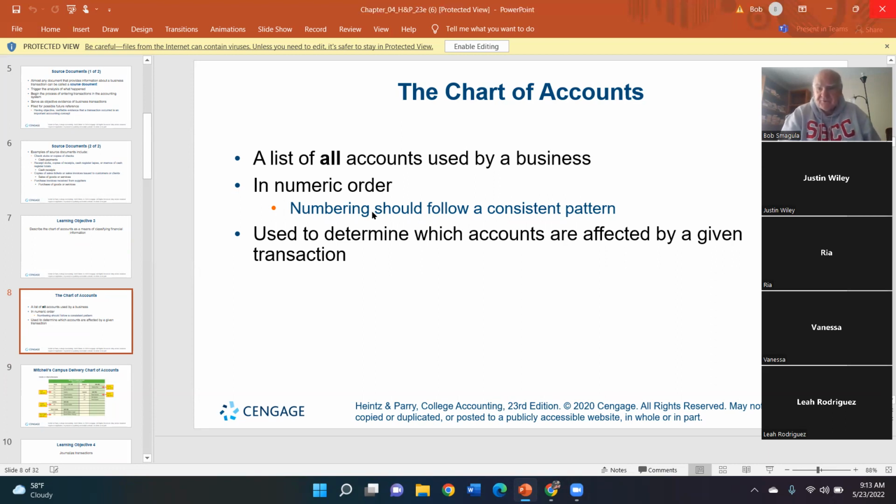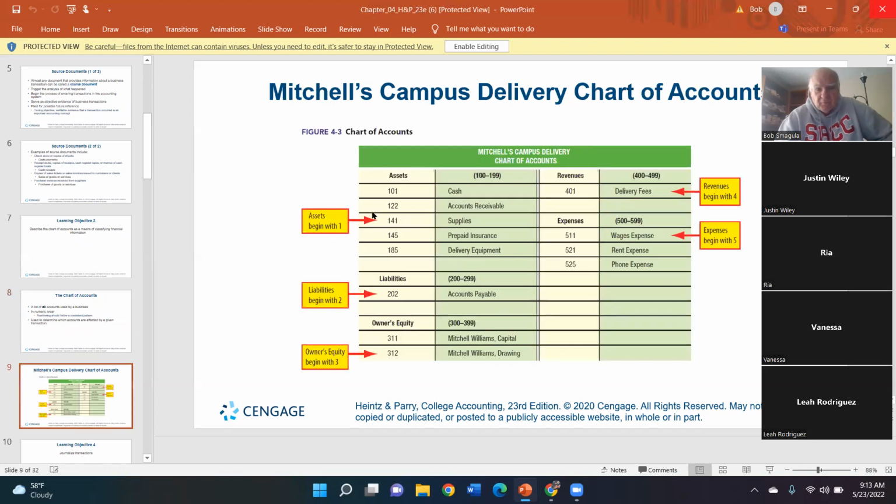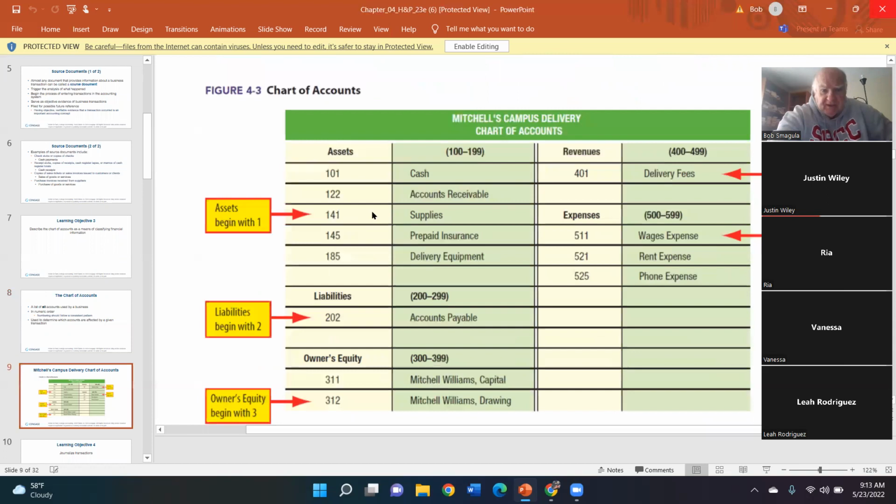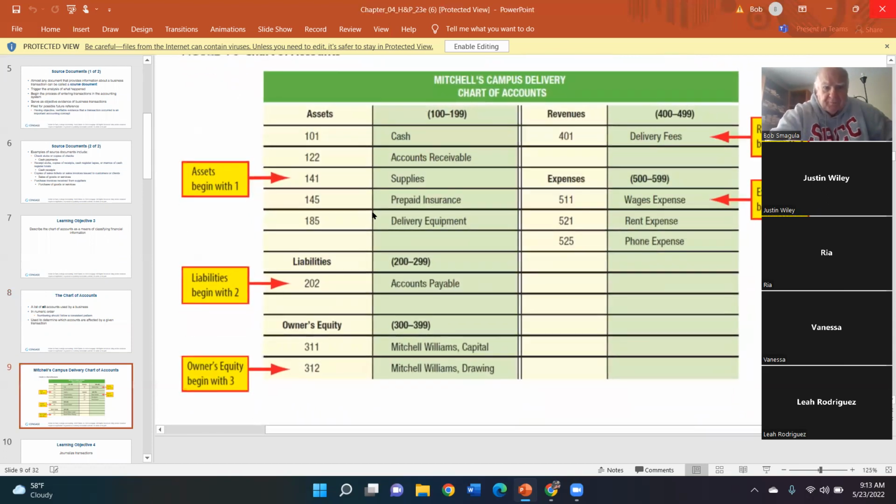Now, the chart of accounts is laid out in a specific order without exception by every company in the world. They start with the assets, then liabilities, then equity, then revenues, followed by expenses. So let's see what they have here for us. This is pretty typical here. This is exactly how I always saw it in the working world.